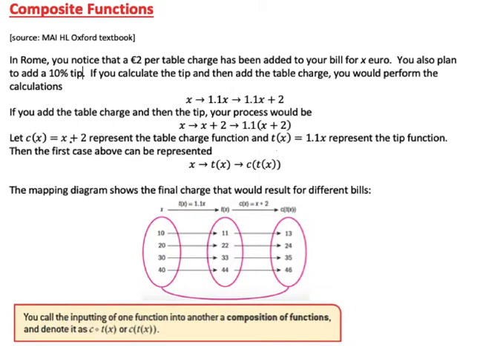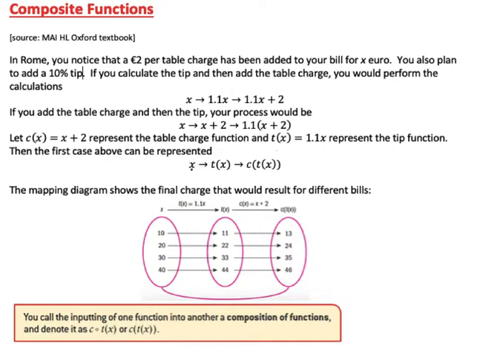If you did it in a different order, if you added the table charge and then took that amount and multiplied it by 1.1, then your function would look like this. So if we express this in function notation and we define c as the table charge and t of x as the tip, then this is what it would look like.